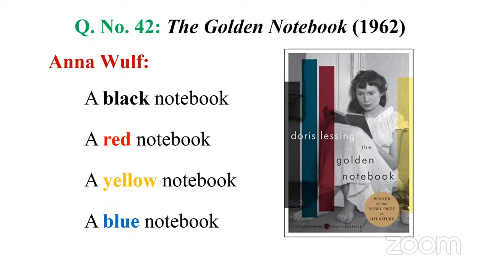Sometimes they ask a question like this: which of the following is not the color used in this book? So we have black, red, yellow, blue. And all these 4 notebooks are put together, combined in the golden notebook. The golden notebook is a kind of cover within which we find black, red, yellow, blue. This could be a possible question next time. And sometimes they may ask about the character Anna Wulf. So now we know Doris Lessing's The Golden Notebook was published in 1962.